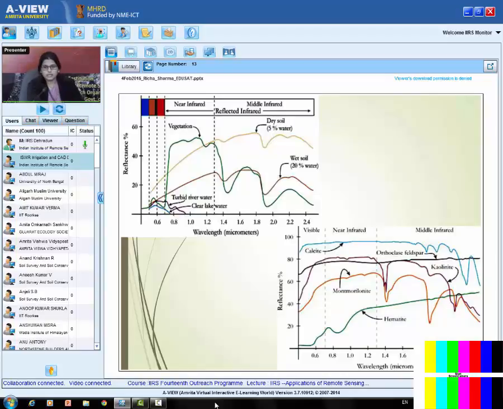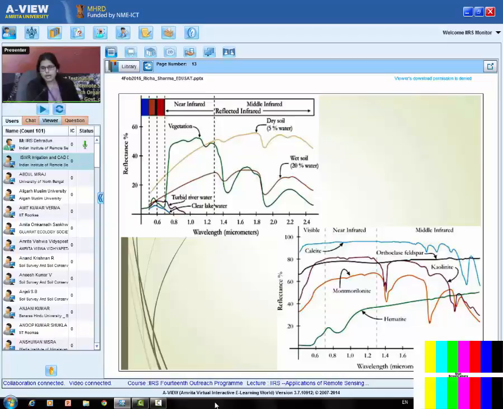Now we should see these things for the mineral content. The first spectrum we can see is the spectrum of a calcite material. In this calcite, because of the presence of the CO3, there is a peculiar absorption dip that we will be able to see at 2.3.